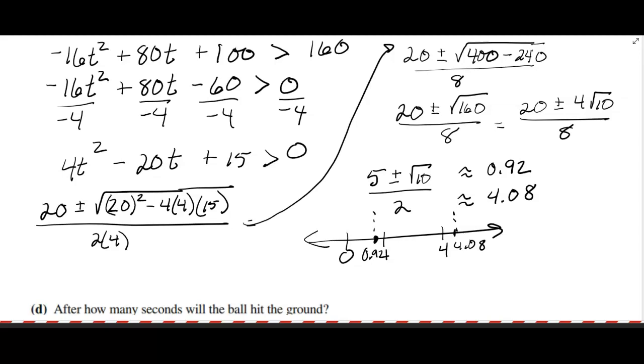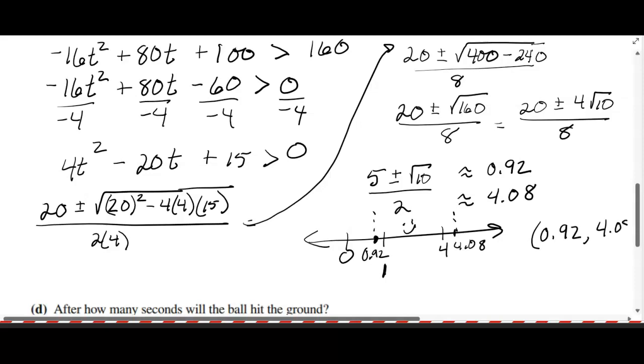Well, probably the easiest number is the 1 right here. Use that 1. Oops, there goes my 1. Put the 1 in and see if that's going to be greater than 160. And it is. And so it's this section that works. So the interval is from 0.92 to 4.08.